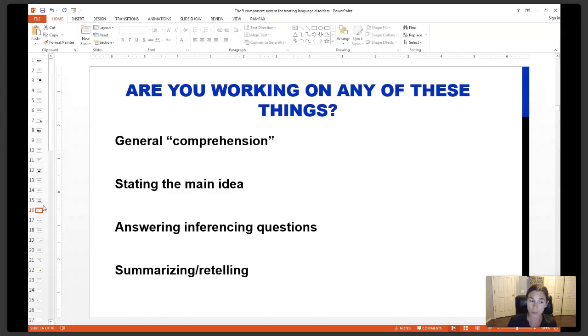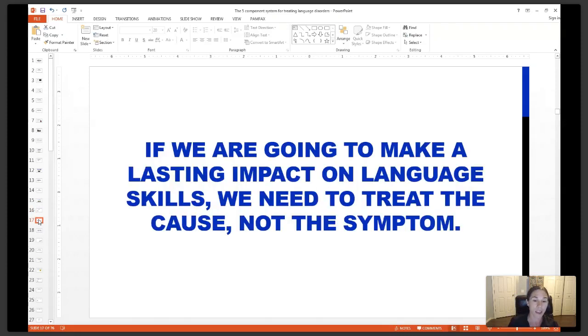So yes, these skills are important, but here's the problem if you're only working on these things, or if you've got this massive laundry list of things and these are just some of those things on there. And that is that if we're going to make a lasting impact on language, not only can we not jump around, but we need to treat the cause, not just the symptoms. And a lot of times those type of issues are really a symptom of a deeper underlying cause when it comes to a student with a language disorder.